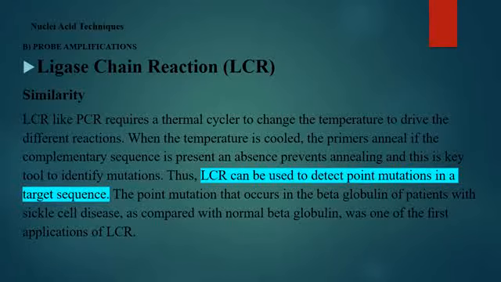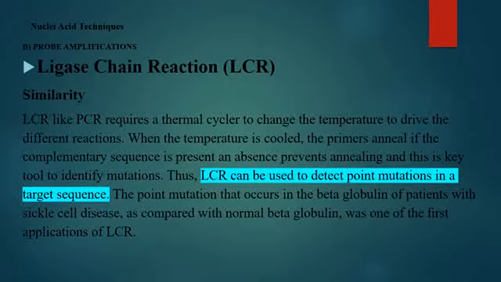Now let's look at the similarity. LCR, like PCR, requires a thermal cycler for the temperature changes that you need to drive the reaction. When the temperature is cooled, the primers anneal, bind, or connect if the complementary sequence is present; an absence prevents annealing. So if you have a complementary sequence that will bind to the two strands, otherwise it prevents the annealing, and it is key to identifying mutations.